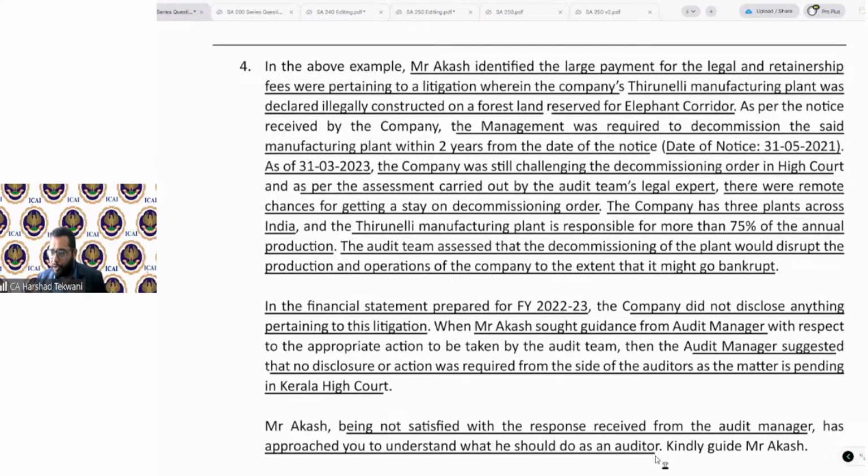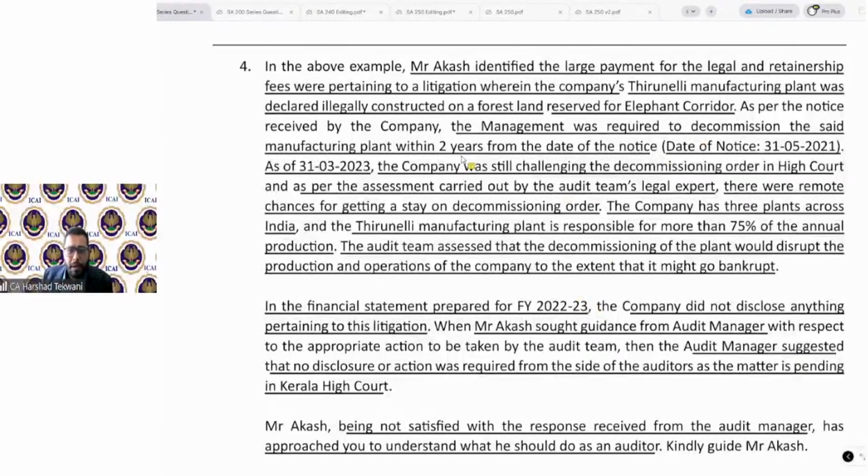You need to guide Mr. Akash. Now, there are two SAs, very important SAs, which come into this whole play. And I want you to answer what you would do as an auditor. You identified the litigation, which has a huge impact if it gets materialized.